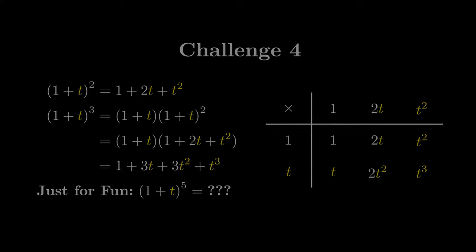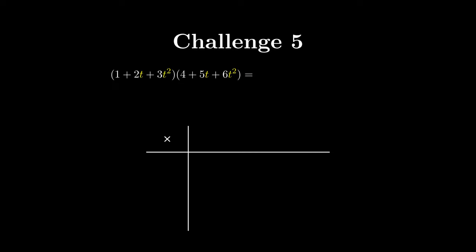Let's jack up the ante and multiply two polynomials. We can place the terms 1, 2t, and 3t squared on the left, and the terms 4, 5t, and 6t squared on the top. Here we're putting in the t's just to save some time.